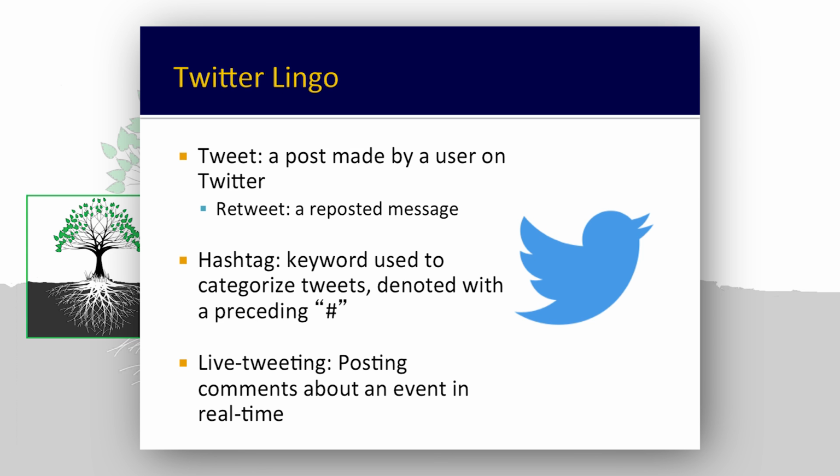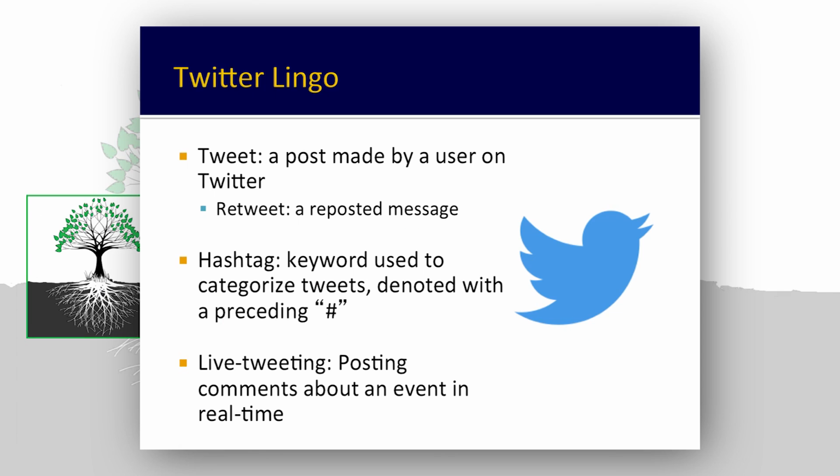Some Twitter-specific vocabulary I'll be using during my talk. A tweet is a post that's made by a user on Twitter. A retweet is a reposted version of this that's typically unchanged from the original tweet. A hashtag is a keyword that's used to categorize tweets and allows them to become cataloged and searchable. And live tweeting is the process of posting comments about an event in real time.